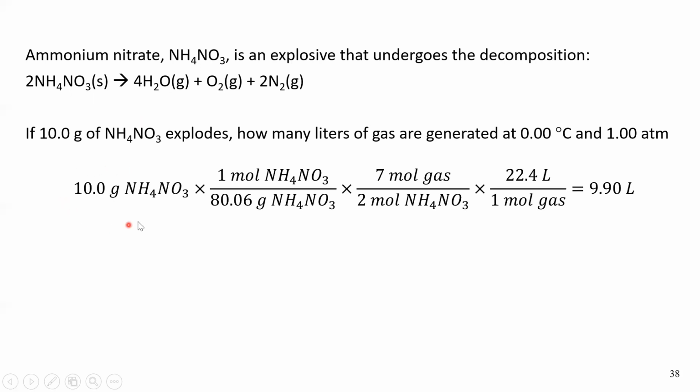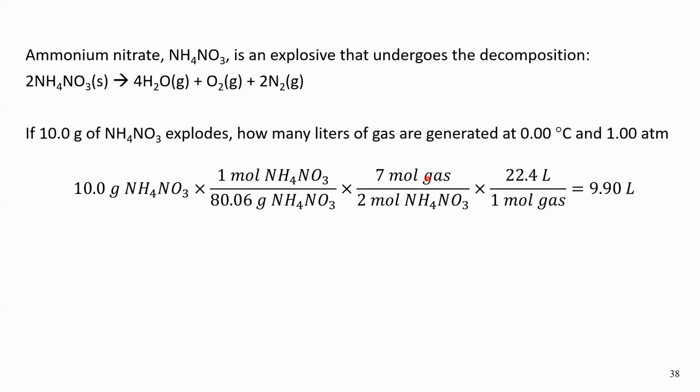So 10 grams of ammonium nitrate, we look up the molar mass. So we've got nitrogen times 1 plus hydrogen times 4 plus nitrogen times 1 plus oxygen times 3. So that's where this 86.06 grams per mole comes from. This is the periodic table. Then the balanced equation tells us 2 moles of ammonium nitrate will produce 7 moles of total gas.